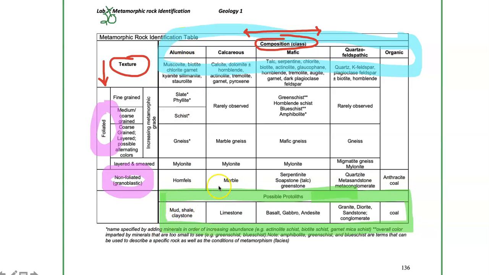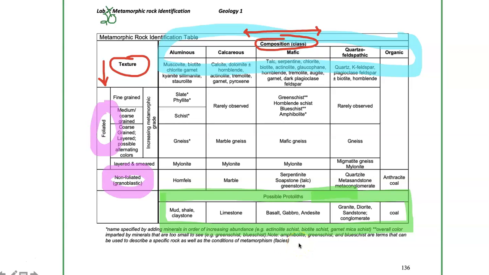And you'll notice that there's a 1-to-1 correlation between the protolith and the composition. So claystones and shales are going to give us aluminous types of rocks. Limestones are going to give us calcareous rocks, and that shouldn't be surprising because limestone is made of calcite. Basalts and gabbros, which are mafic, are going to give us mafic rocks, and andesites are intermediate. They also fall into that category. Granites, diorites, sandstones, which are all felsic, well, diorite's intermediate, but we're going to put it over here, give us quartzo-feldspathic rocks. And then coal will give us anthracite coal. It's just a higher grade of coal.